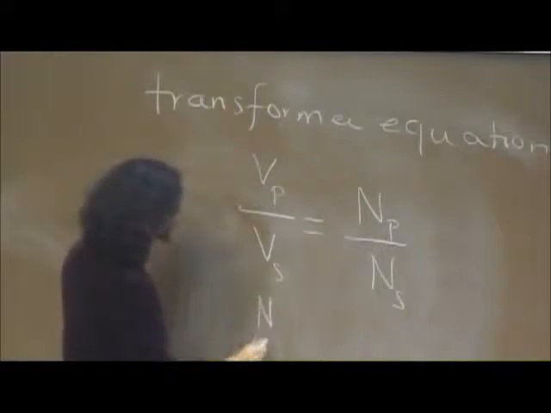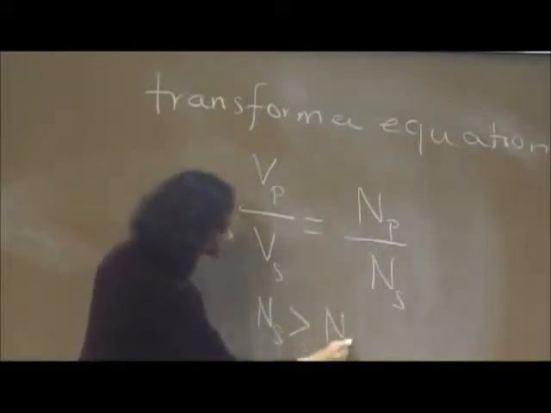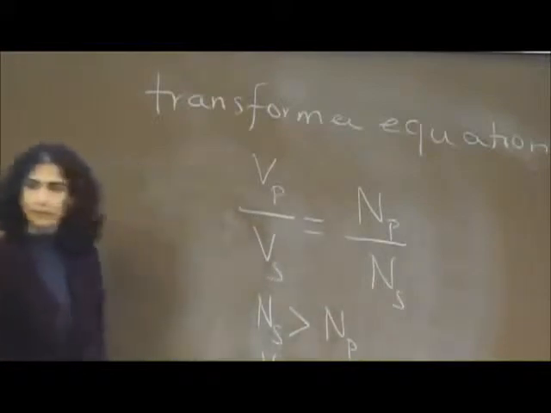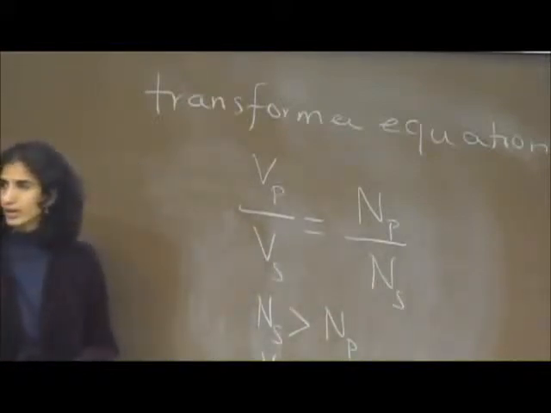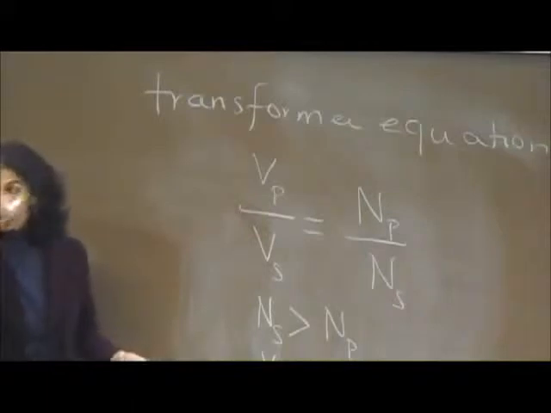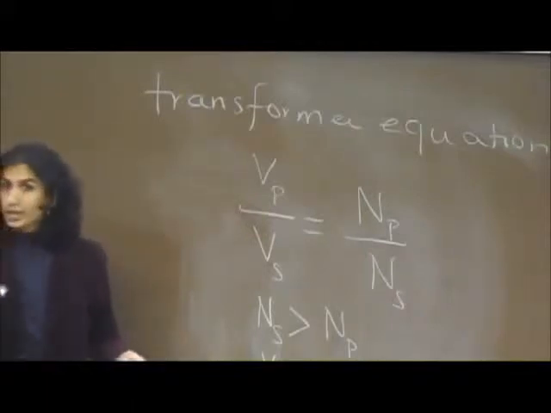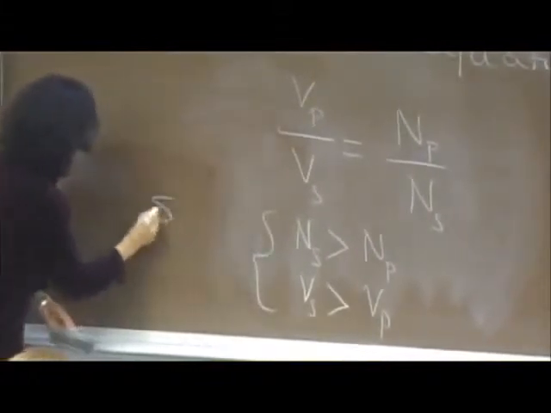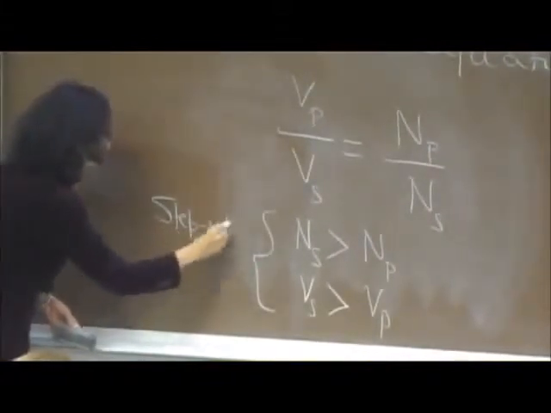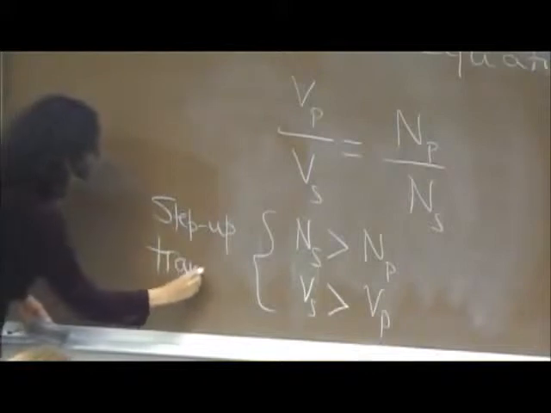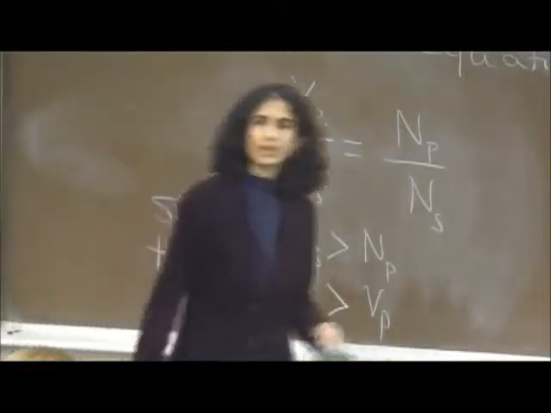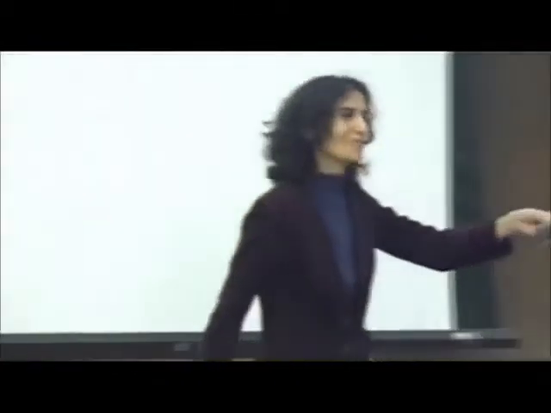From here, you can see that if NS is greater than NP, that means VS will be greater than VP. Right? And this is what's called a step up transformer. It steps up the voltage in the secondary. Doesn't that make sense? So tell me what will happen on the output side, anybody?